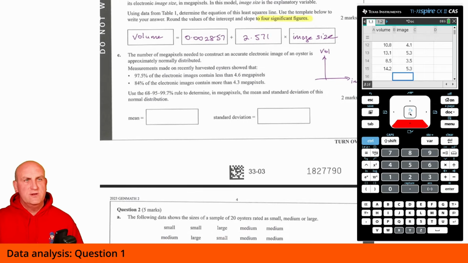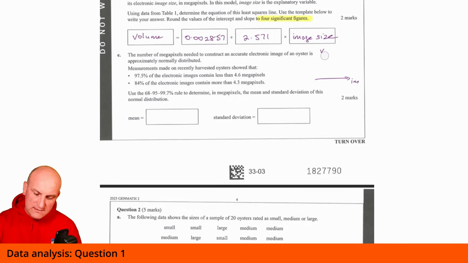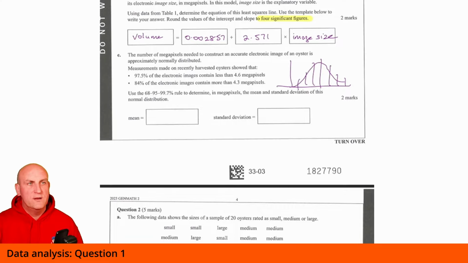The number of megapixels needed to construct an accurate electronic image of an oyster is approximately normally distributed. Measurements made on a recently harvested oyster show that 97.5% of the electronic images contain less than 4 megapixels. Oh, again, they're doing this a little bit trickily. So I'm just going to hide my calculator for a minute because I need some space. All right, so we know that 97.5% of the electronic images contain less than 4.6 megapixels.